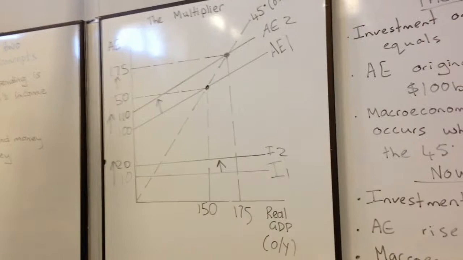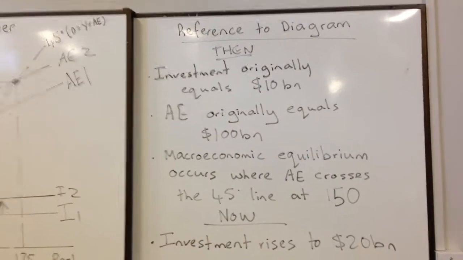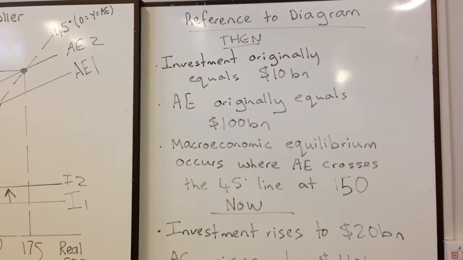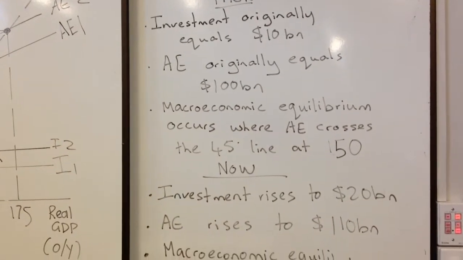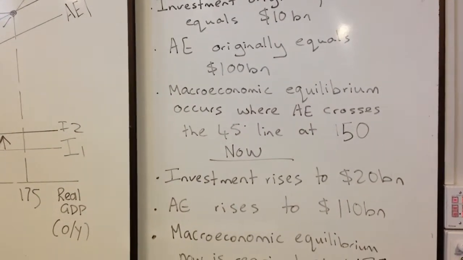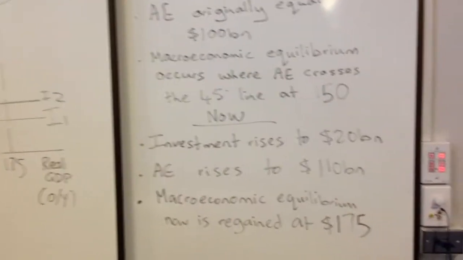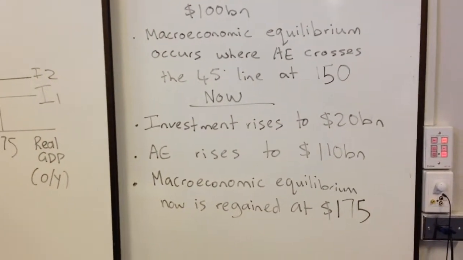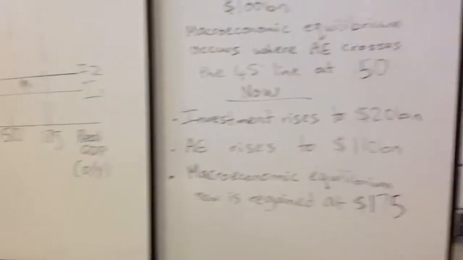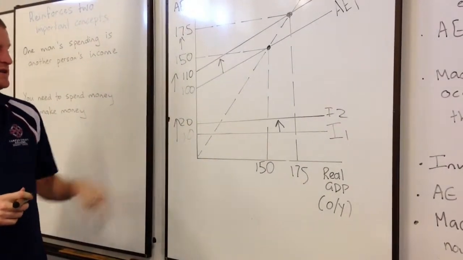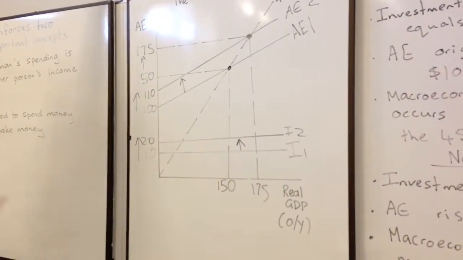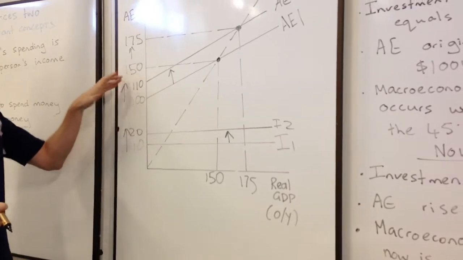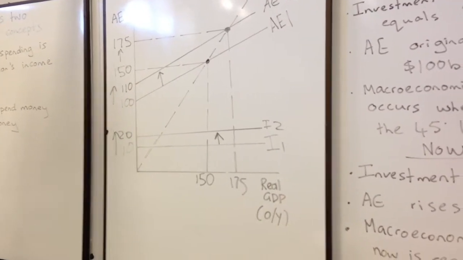Okay, so what you will need to do now is make reference to your diagram. In your reference to the diagram, you should refer to the original level of investment, the original level of aggregate expenditure, and the original level of macroeconomic equilibrium. You're then going to refer to and explain the impact of a change in investment. So you would say that investment rises from 10 to 20, or I1 to I2. Aggregate expenditure rises from 100 to 110. Original macroeconomic equilibrium was 150, it's now 175.